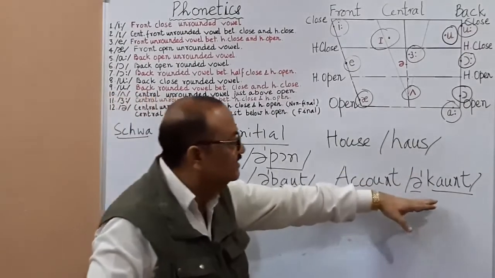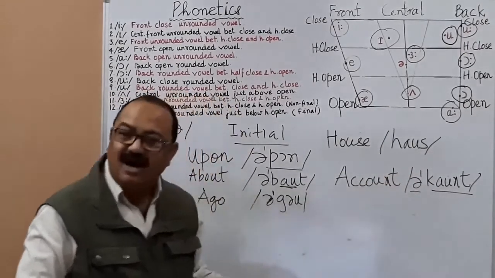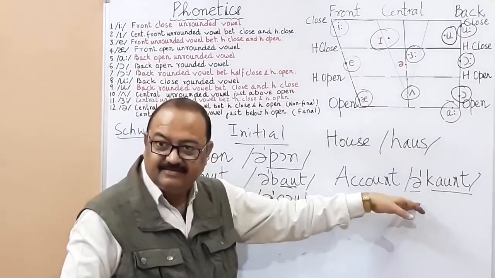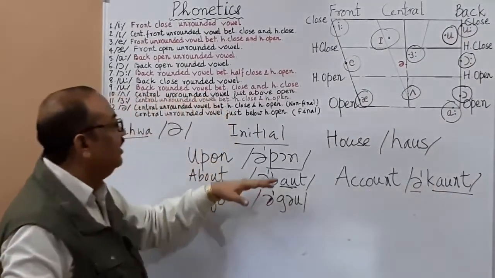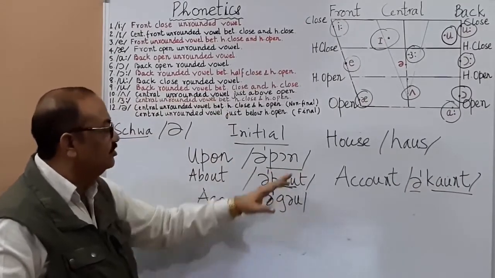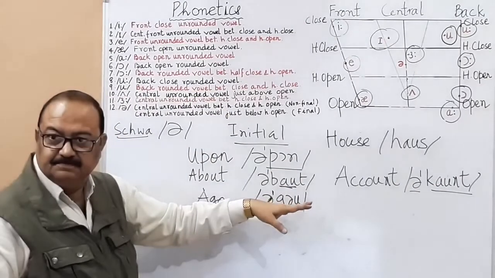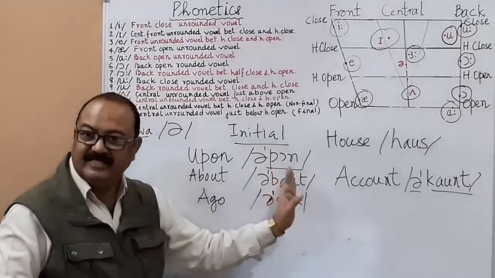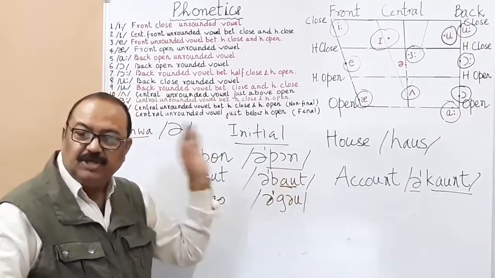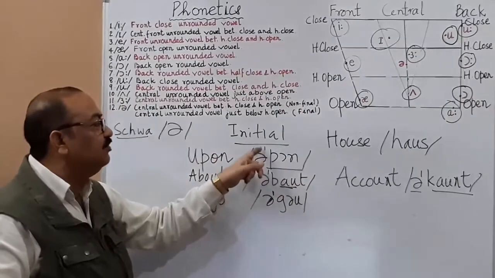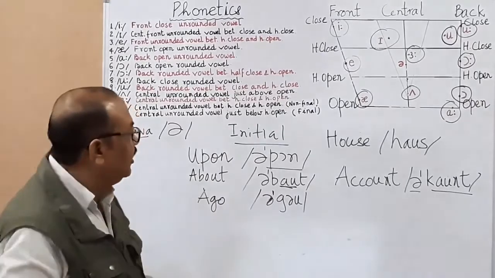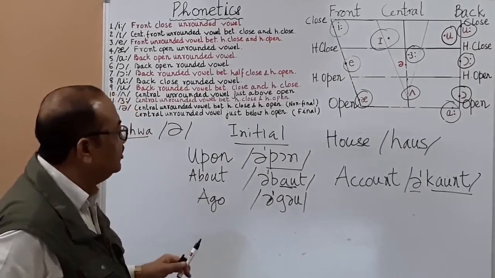So this is disyllabic. How do you pronounce it? You say account, not account with the stress on the first syllable. You say upon. You say about. You say above. So we are in fact giving stress on the second syllable. If you can pronounce the word, you can even put the stress rightly. Okay, so these were the initial sounds that we were talking about.